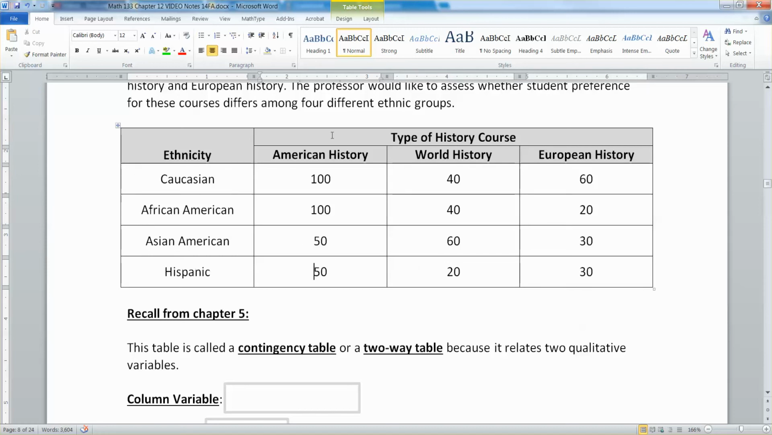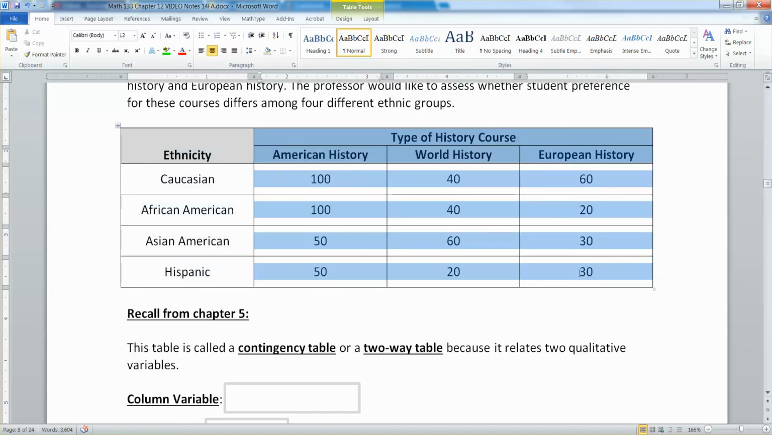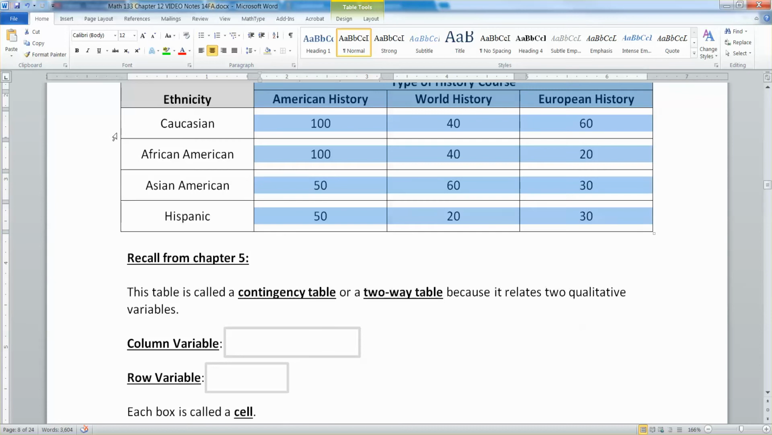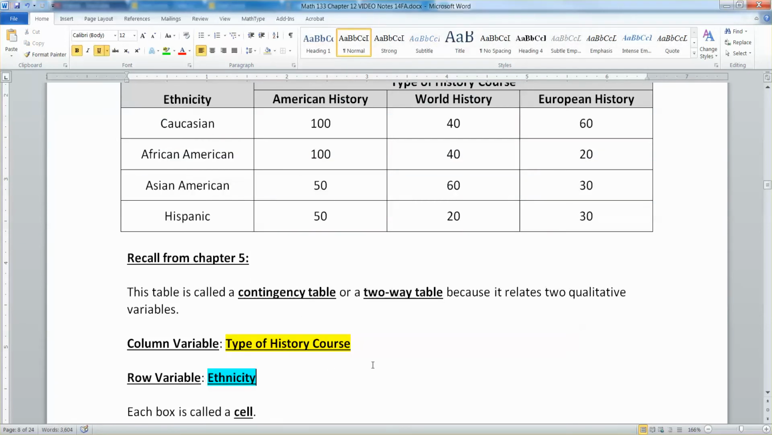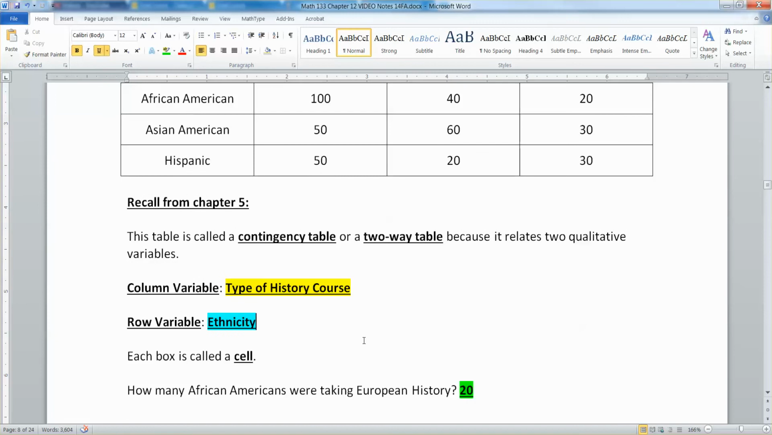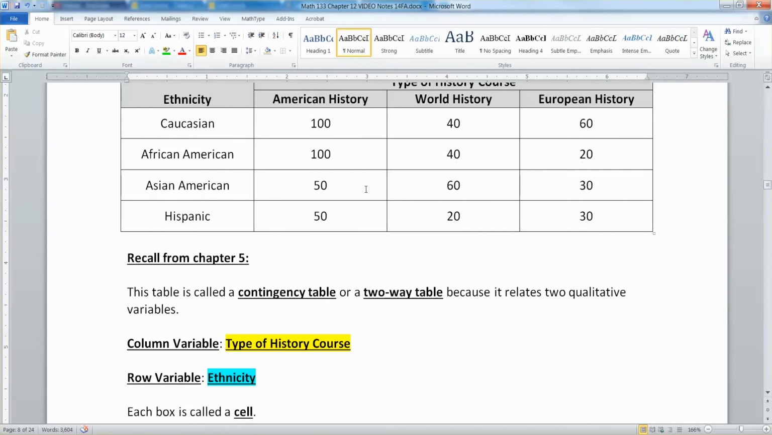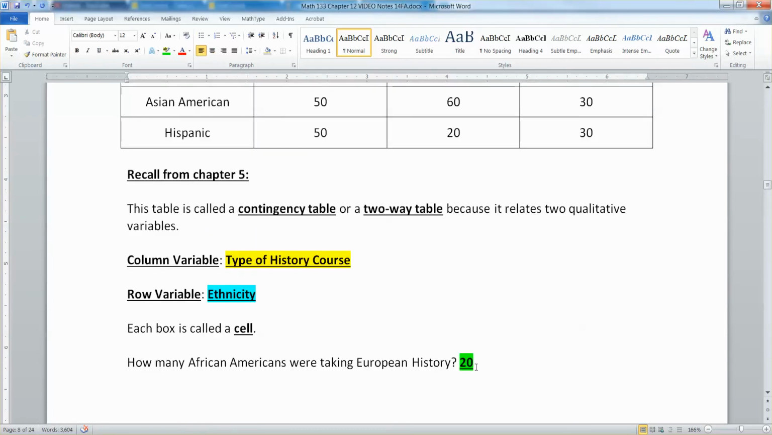So we have the two directions. The column variable would be up here. It's the type of history course. And the row variable would be the ethnicity. So those are those two. And each little box is called a cell. So when you want to know how many African Americans were taking European history, you go to African Americans, and you go to the European history group, and it's right here. There's the European history. All right, so those are the basics that we learned back in chapter 4.